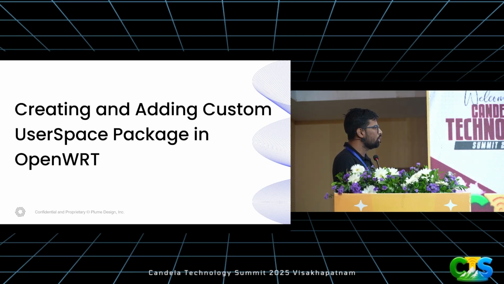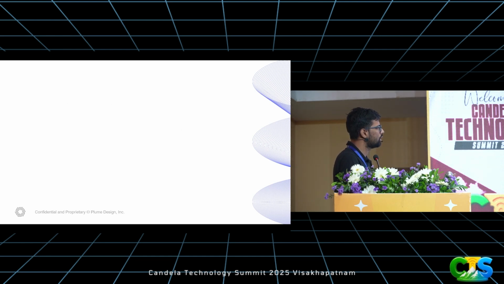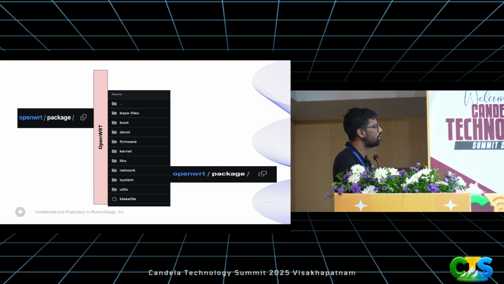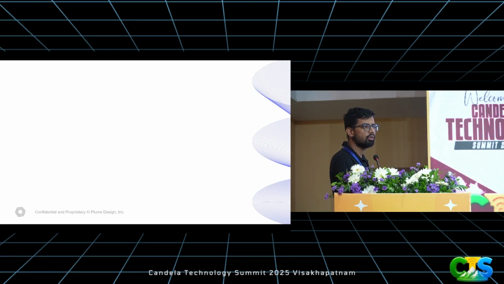Now, how do you create a custom user space application or a package in OpenWrt? We have the user space OpenWrt package directory, where you have different categories where you can put your user space app. You have the network category, firmware category, kernel category, libs category. In whichever category you are creating your package, you can put it inside, and all you need to know is how to write a makefile which can compile or cross-compile across all the platforms. And then here you go.